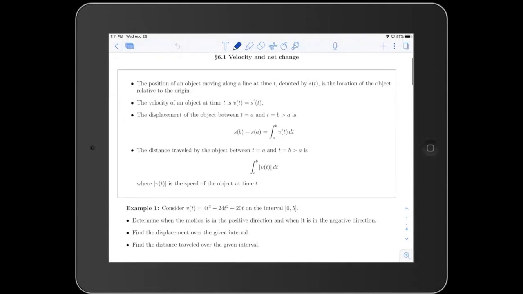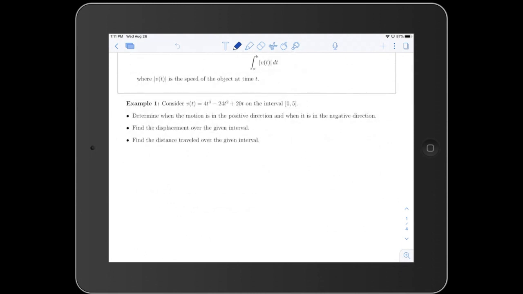Okay, let's go ahead and take a look at the first example. We have a function v of t, where t usually represents time. It's a cubic polynomial on an interval 0 to 5, and we would like to answer the following questions, so we're going to take them one at a time. The first one says, determine when the motion is in the positive direction and when it is in the negative direction. Okay.